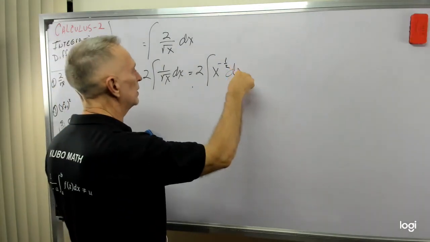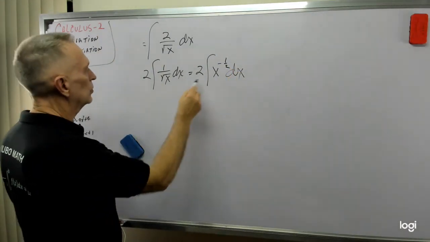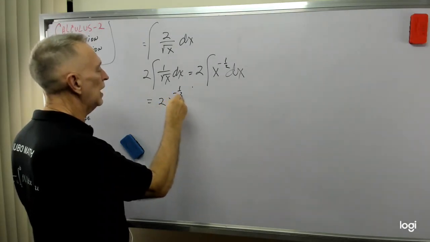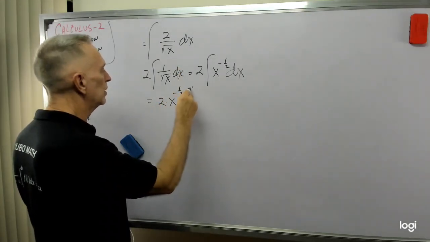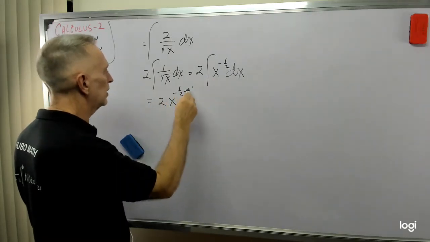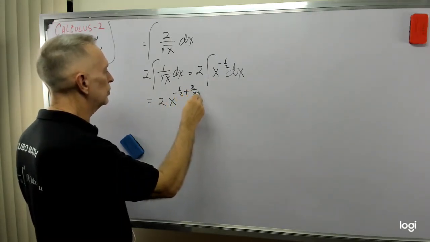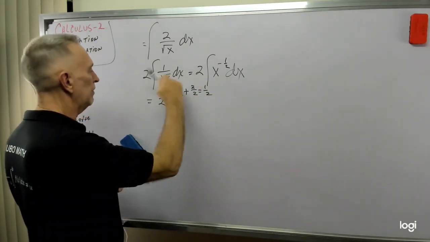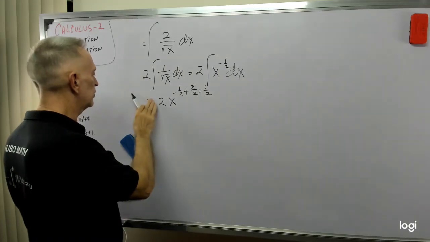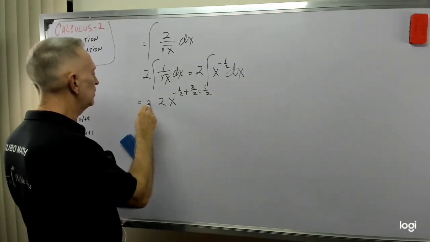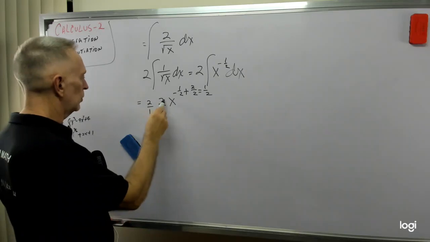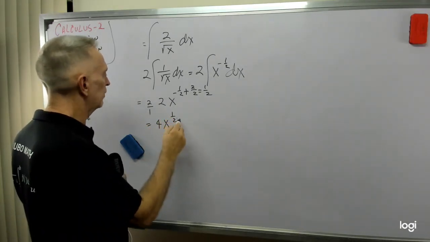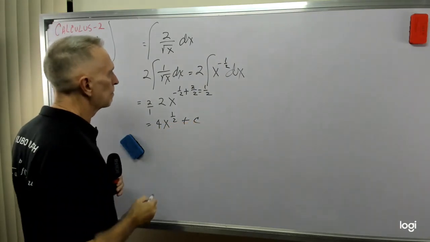Now, I've got my differential. So let's see what we have. 2 times x to the minus 1/2 plus 1 because we're integrating, which is 1/2. So now I have to divide by 1/2, which is the same as multiplying by 2 over 1. So 2 times 2 is 4x to the 1/2 plus c.